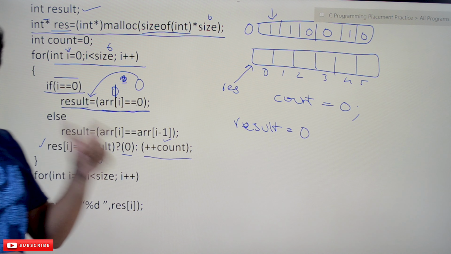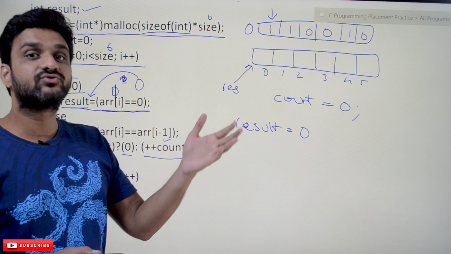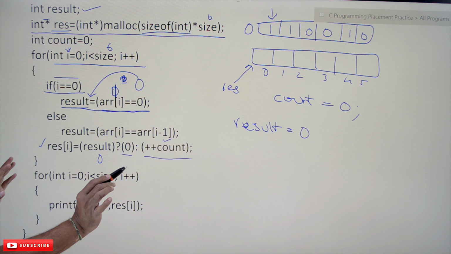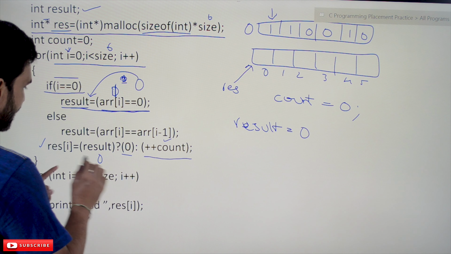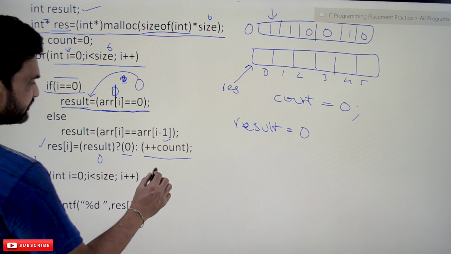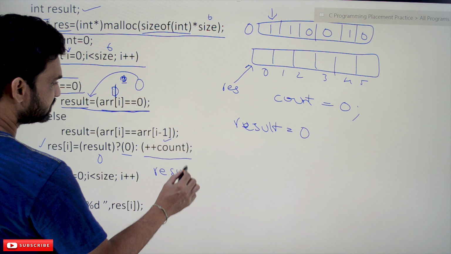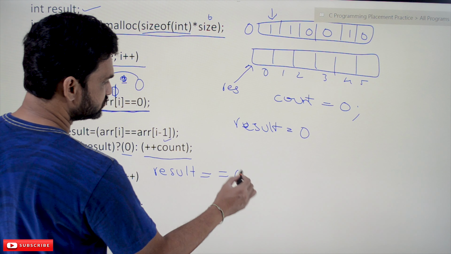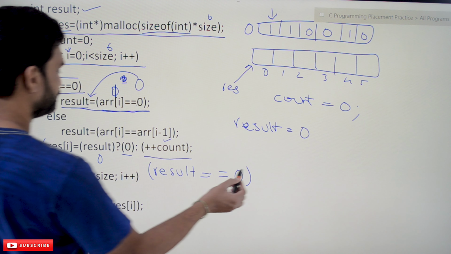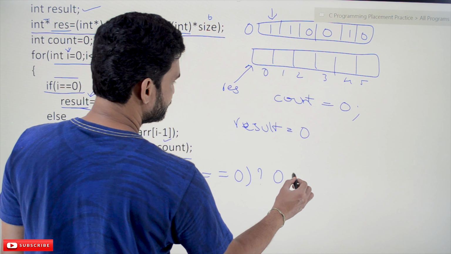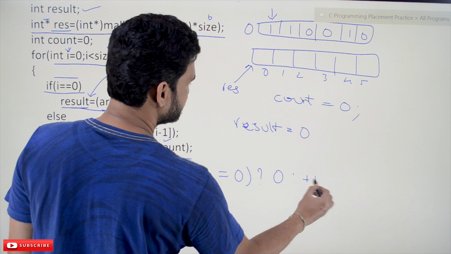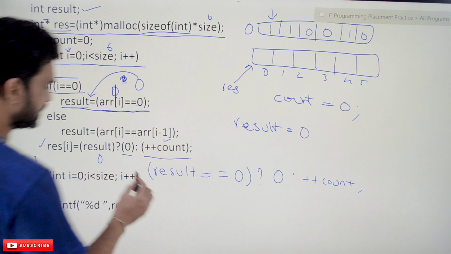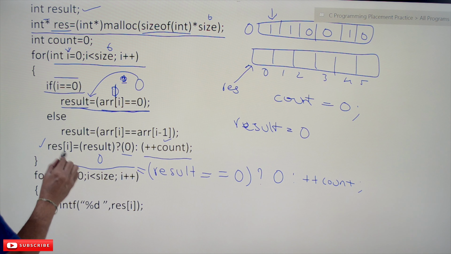So there is an error. How to rectify that error? So one of the ways, there are different ways, you can do whatever way you would like to. So I am changing this in another way here, result. So from now on we are going to use this function. If result is equal to 0, if it is true, then 0, else plus plus count. We have to increment the count, and this is equal to res of 0.